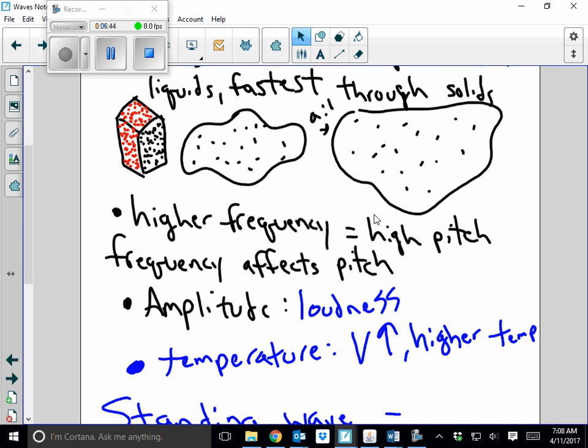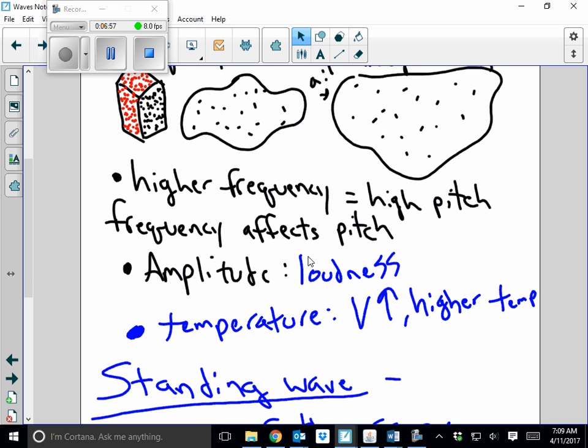Remember, frequency means pitch, so a higher frequency means a high pitch, and a low frequency means a low pitch. So this is a low pitch sound, and I'm not going to repeat the high pitch sound, just pretend it's a gingerbread man from Shrek. So once again, amplitude is loudness, and one thing that we talked about and read about in class is that an increase in temperature actually increases the velocity, or speed.